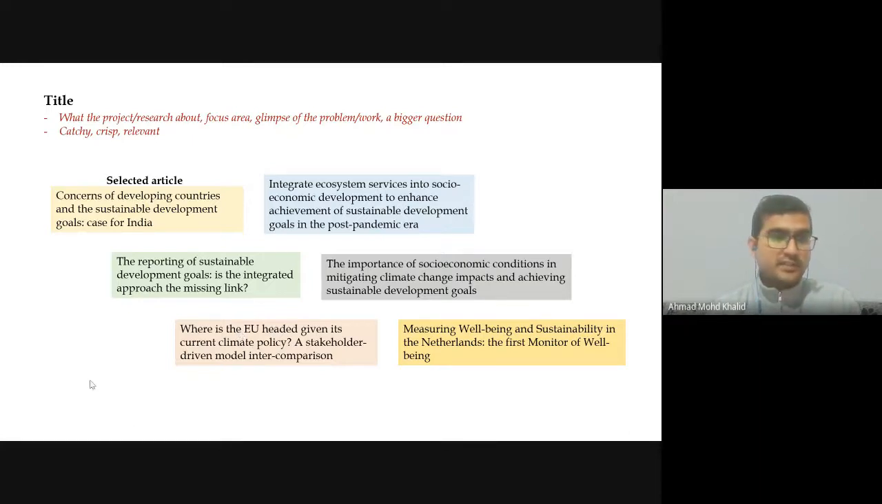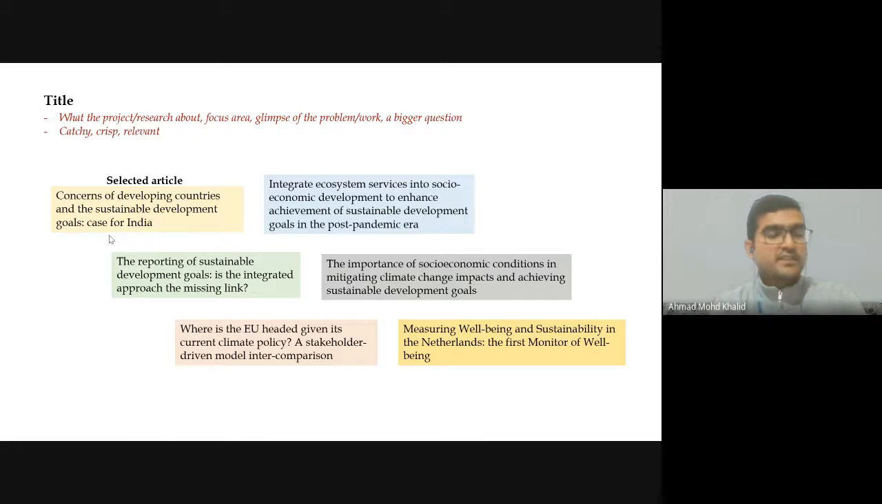For example, if you look at the first box where I have written selected article, the article which I have referenced, the title of the article is Concerns of Developing Countries and Sustainable Development Goals, Case for India. So when a newcomer or someone for the first time sees this title, what can you learn? If we look at the title, one thing is very clear. The author is going to talk about developing countries and sustainable development goals. And he also talks about India by taking a case of it.